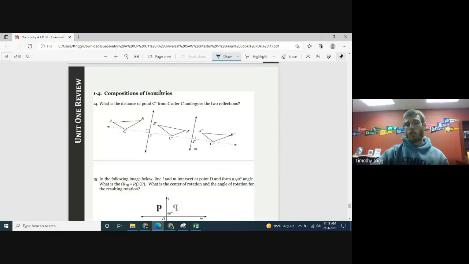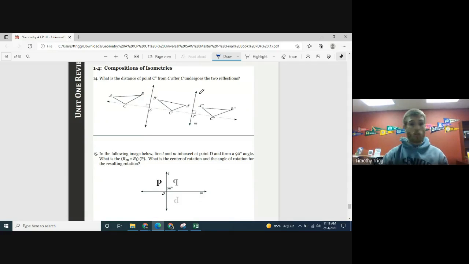Composition of isometries. Isometries are just types of rigid motion. So composition of rigid motions. Composition means we're doing multiple of them. So there might be a reflection and another reflection, or a rotation and another rotation, or a translation then a rotation.